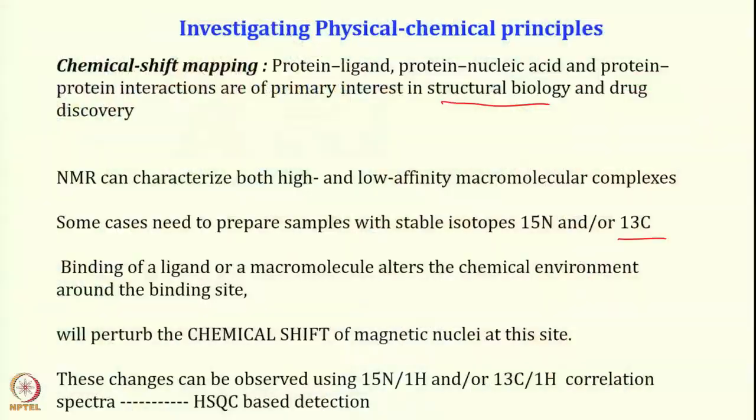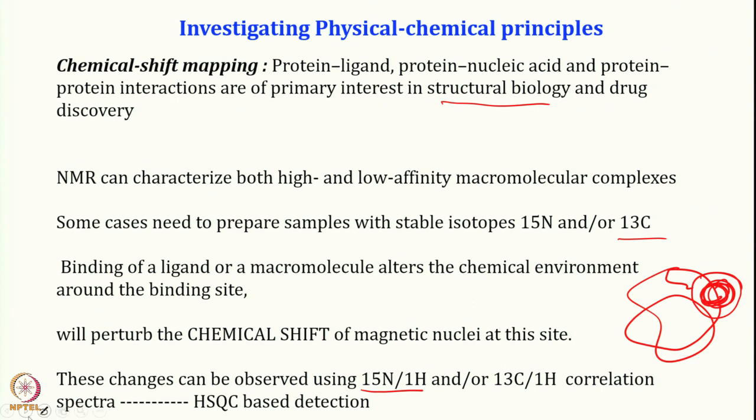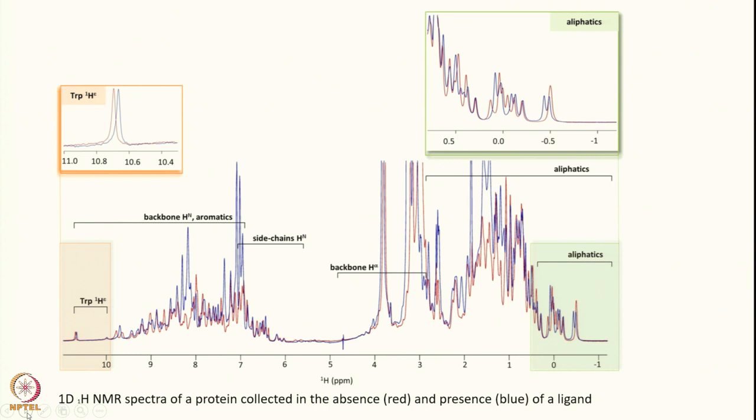So, here is, say, my protein like this and the drug is binding somewhere here. Upon binding, the chemical environment of the residue in the protein essentially changes, and that is what we can probe by monitoring the chemical shift of these magnetic nuclei at that site. Typically in an HSQC-based experiment we can detect it. For that we need labeled protein, N15 or C13 or both, right, and then we can do an HSQC-based correlation experiment to find out exactly where it binds.